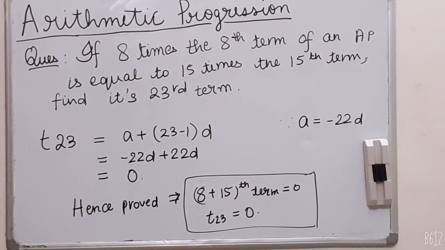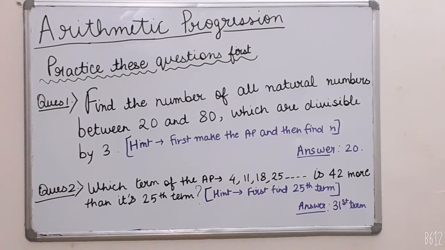Hence, this concept is proved that the 8th plus 15th term is equal to 0. Therefore, T23 is 0. Practice these questions first before we move further in the video. If you can't attempt these questions on your own, then go back in the video and understand the concept.